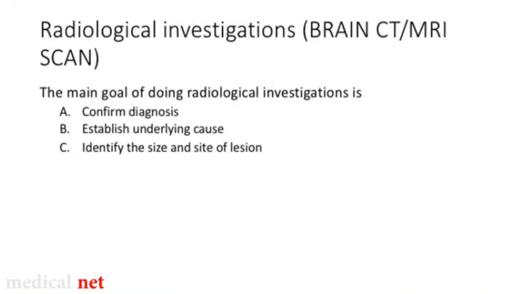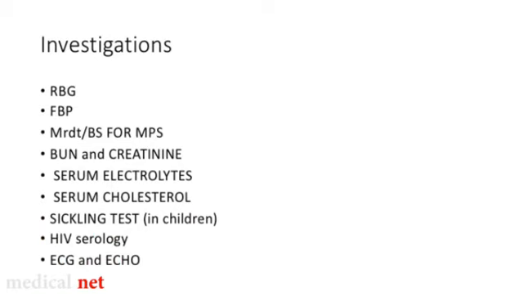Radiological investigations: brain CT scan and MRI scan. The main goal of radiological investigation is to confirm diagnosis, to establish the underlying cause, and to identify the size and the site of the lesion. Other investigations we can do: random blood glucose, full blood picture, malaria rapid diagnostic test or BS for MPS, blood urea nitrogen, and creatinine. We can do electrolytes, serum cholesterol, and a sickling test in children, because in children sickle cell tends to cause stroke. Also HIV serology, ECG, and echo.